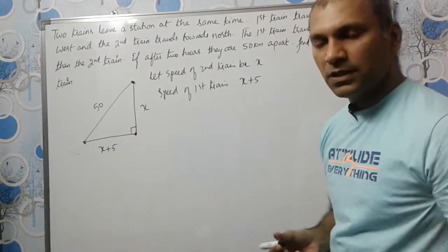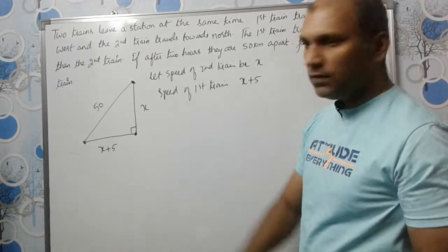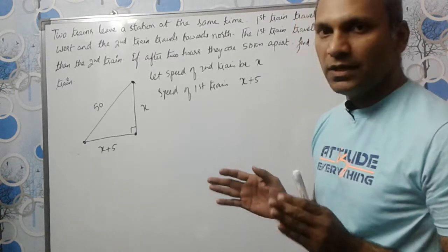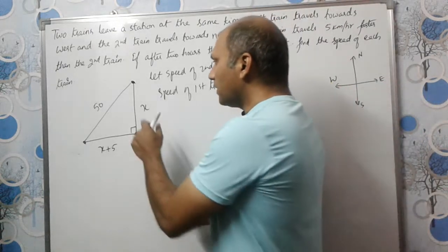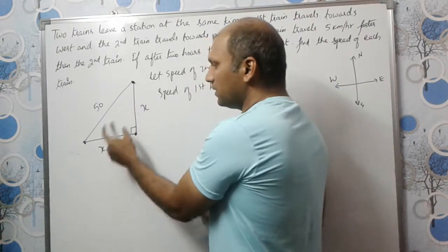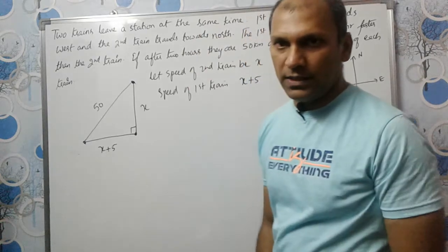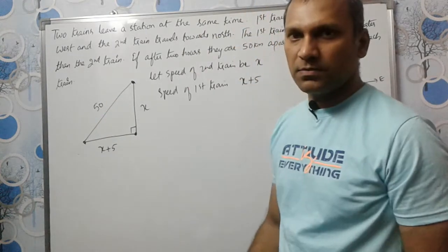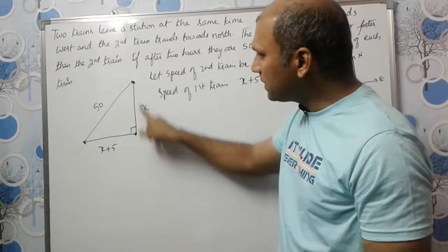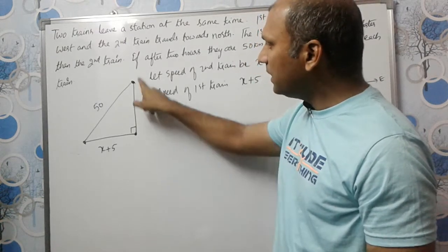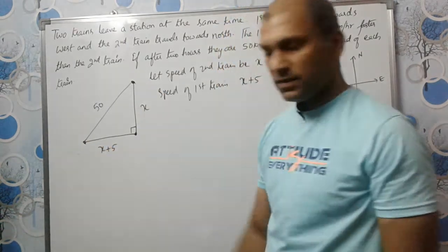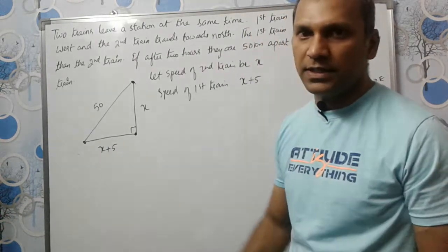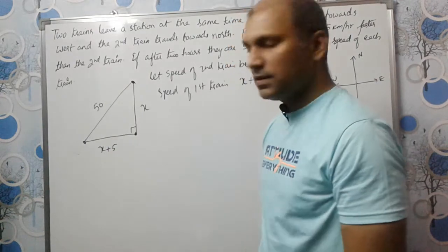If we use Pythagoras theorem, we will get the value of x. But just be careful here. Don't be in a hurry, just be careful here. Because x is speed and x plus 5 is also speed, the speed of the trains, and 50 is the distance. We need this distance, we need this distance. We don't need speeds here. x and x plus 5 are speeds, whereas 50 is distance.